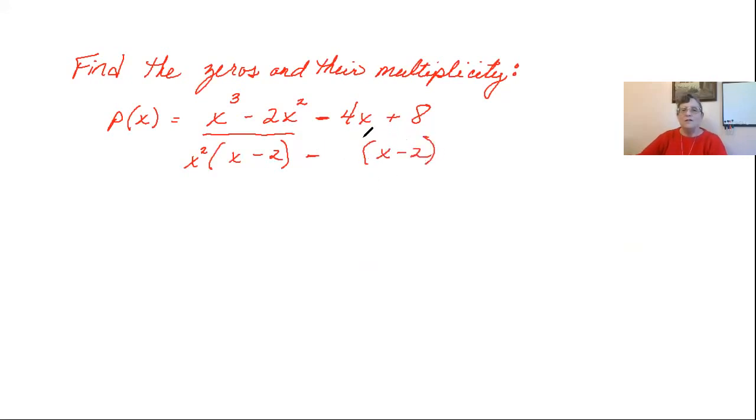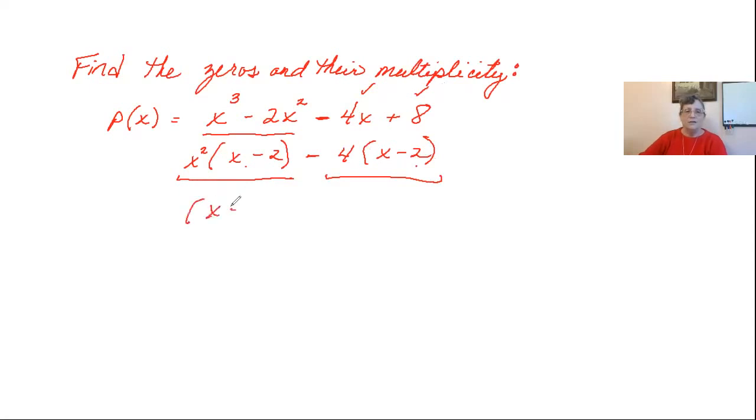So minus what times x would be minus 4x? This would have to be a 4, right? So minus 4x would be minus 4x. Minus 4 times a negative 2 would be a plus 8. So this checks out. The common factor between these two is now the x minus 2.